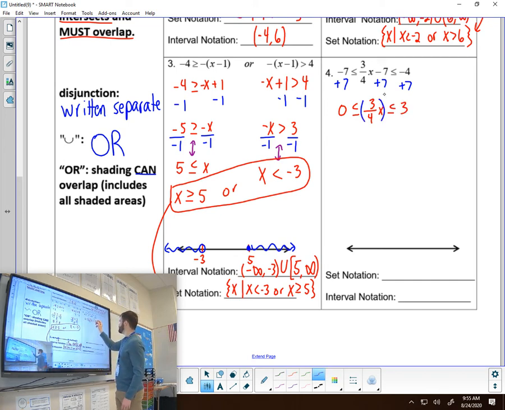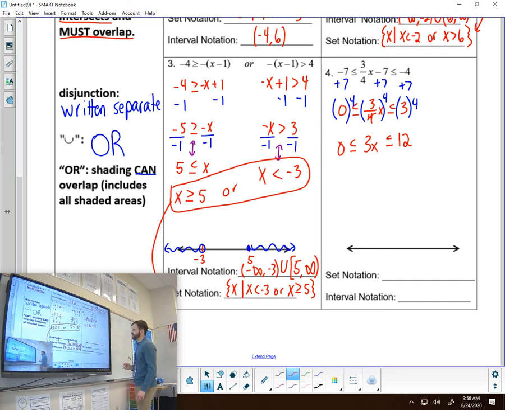Let's multiply this by 4, let's multiply this by 4, and let's multiply that by 4. 0 times 4 is still 0. 3/4 times 4, cancel out that bottom, it's going to be 3x. And then 3 times 4 is 12. Last step, we've got to get rid of that 3. Let's divide all 3 sides by 3. It's going to give me 0 is less than or equal to x is less than or equal to 4.